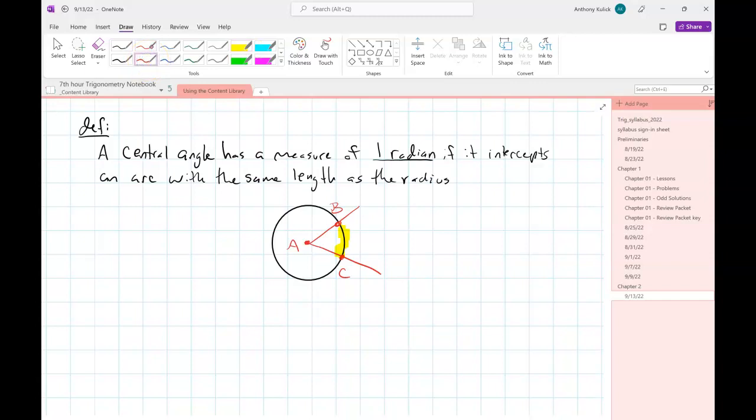Okay. So what this definition is saying is that if segment AB is congruent to segment BC, then the measure of angle BAC is equal to 1 radian. Is everybody okay with that? So if this length and this length are the same, then that angle measure is 1 radian.